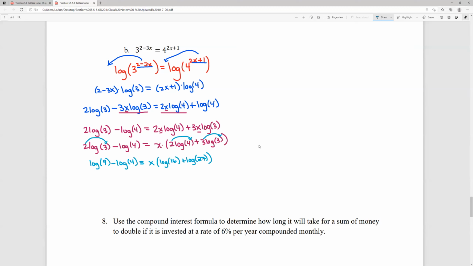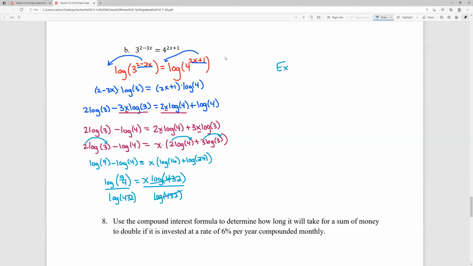Anytime you see subtraction between two same base logs, that is truly division. So 9 divided by 4. Anytime we see addition between two logs, that is multiplication. So I need to work out that on my calculator. 16 times 27 is 432. So notice, if you use your properties, you get down to a single log on each side, and we just need to divide by the one that's beside our x. So I'll write both answers in just a second so you can see the two different exact versions.